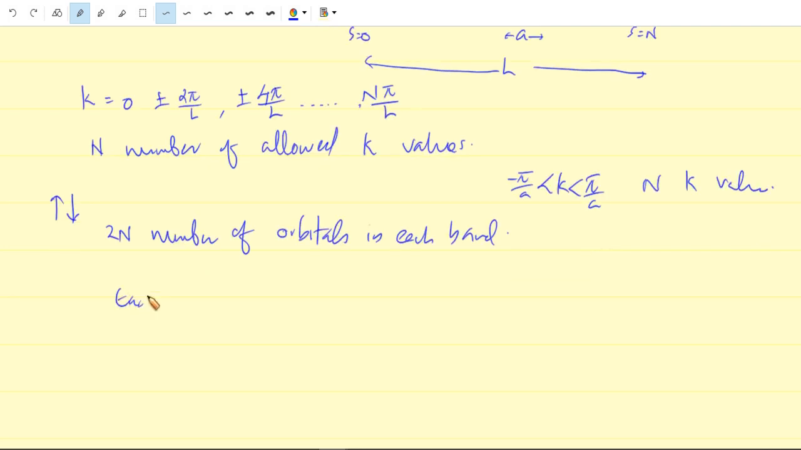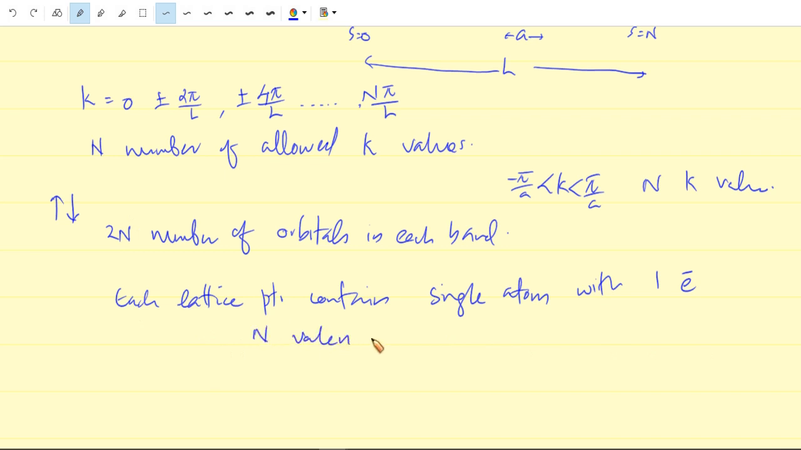Each lattice point, or each primitive cell, contains a single atom, that is a monoatomic basis, with one valence electron. Then we know that there are 2n orbitals and n valence electrons. So the band can be half filled with electrons.